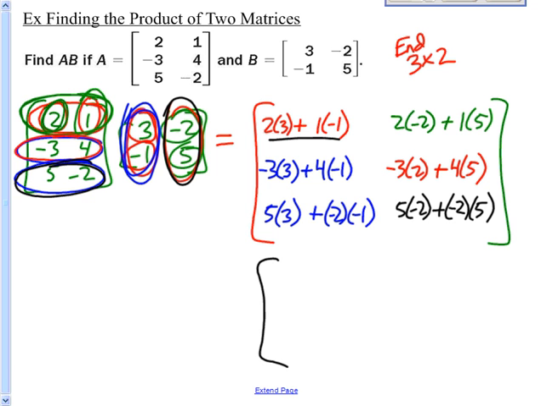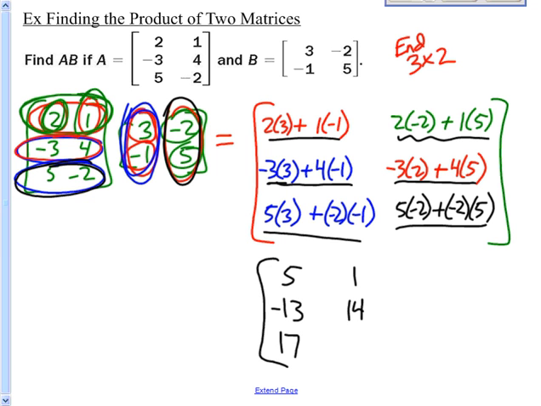So let's start up here. 6 plus a negative 1, 5. Right here, negative 4 plus 5, 1. Right here, negative 9 plus negative 4, negative 13. Right here, negative 6 plus 20, 14. 15 plus 2, 17. And finally, negative 10 plus negative 10, negative 20. Okay, so 5, 1, negative 13, 14, 17, negative 20.